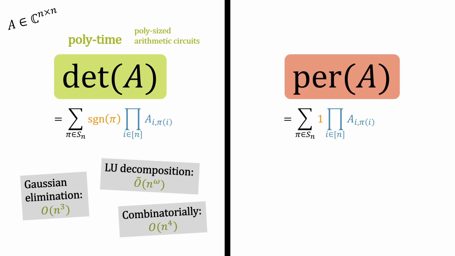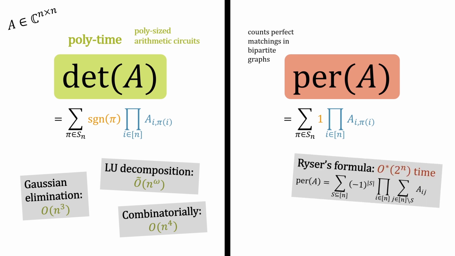There is a nice graph-theoretic interpretation of the permanent of A. It just counts perfect matchings in bipartite graphs, and this seems to be hard. That is, we don't know any polynomial time algorithm for evaluating the permanent. Essentially, the best we know is Ryser's formula, a nice application of the inclusion-exclusion principle, but this also just brings the complexity down from factorial to merely exponential. And the related formula by Glynn essentially gives the same time.